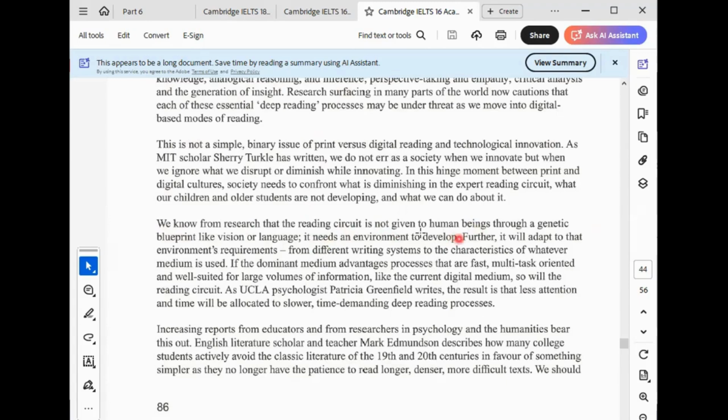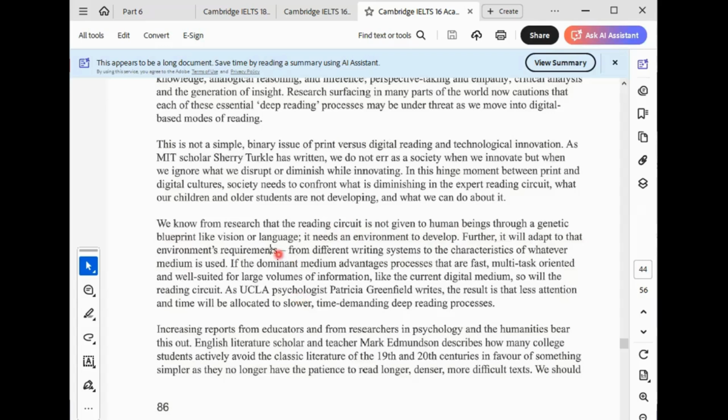So for you to build your reading circuit, what's the meaning of reading circuit? Reading circuit basically refers to the connection between the neurons in your brain that enables you to read and understand. For you to develop that circuit, there's an environment that is needed. That's what they are saying so far. Further, it will adapt to that environment requirement. In other words, that reading circuit will make adjustments to that environment requirement.